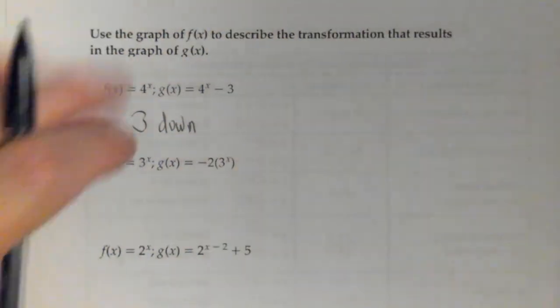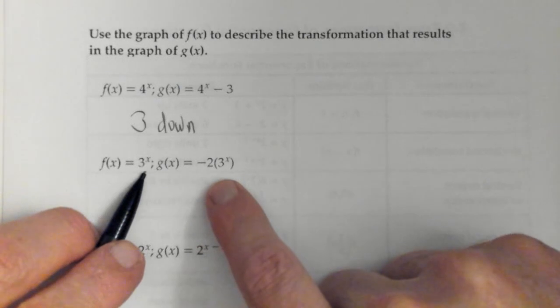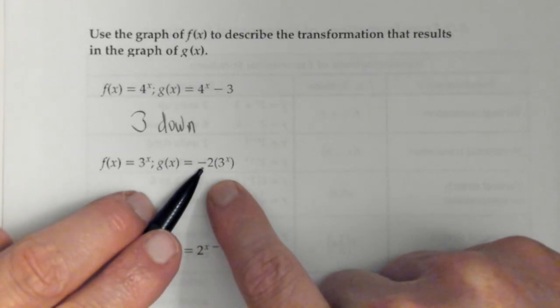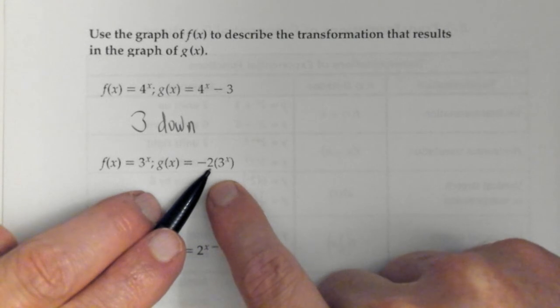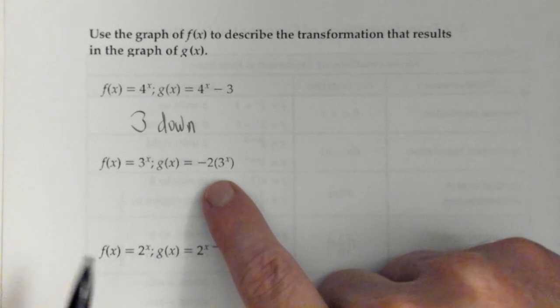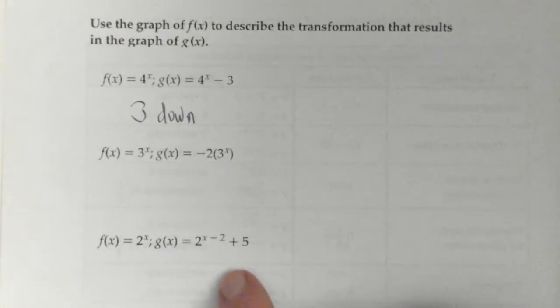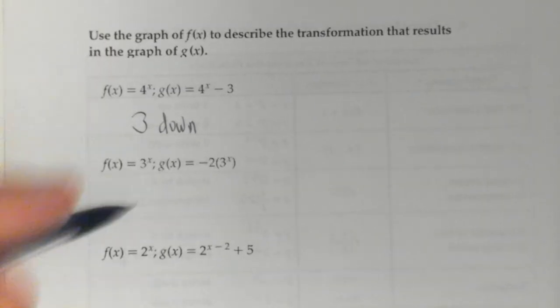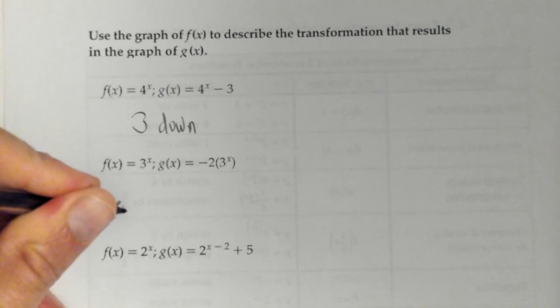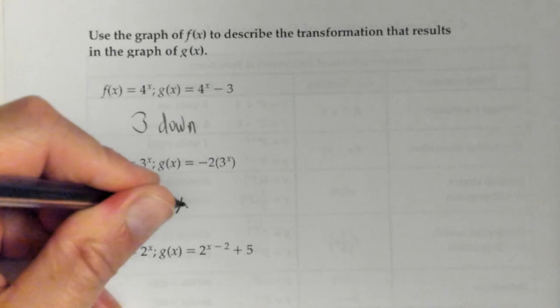Okay. All right, so what about the next one, from here to here? What happens? They've multiplied this by a factor of -2. Since they've multiplied this by a factor of a negative number, I know that's going to be reflected across the x-axis. So first of all, that's the first movement: reflected across the x-axis.